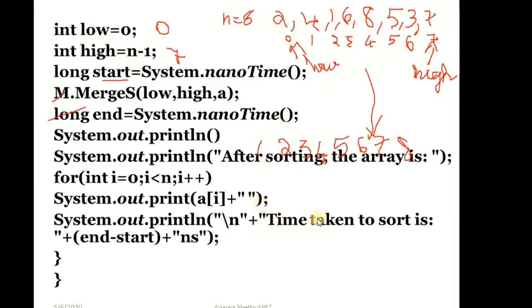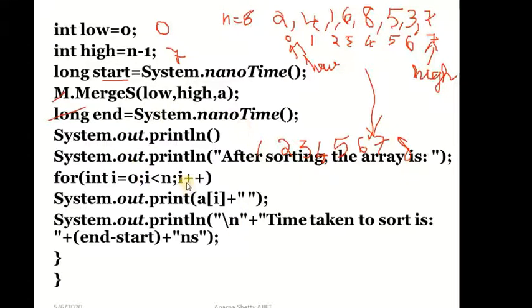Next, what I'm doing is calculating the time taken to sort. Here I want to find out how long the merge sort algorithm will take to sort the elements. The time taken to sort is end minus start. End is the system time at the end of the sorting, and start is the system time at the beginning of sorting. So end minus start will give me the total time taken by the merge sort algorithm, in nanoseconds. Later I will display the time taken to sort, that is end minus start, in nanoseconds.